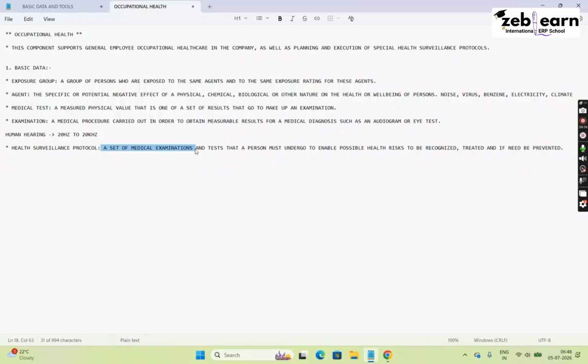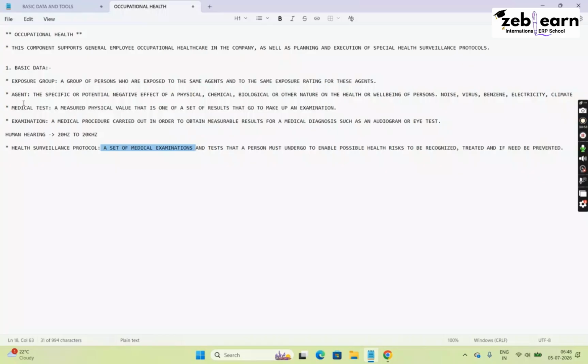Because there is an English saying, prevention is better than cure. If you can avoid any disease, that is far better than giving treatment to that person. Because during the treatment he has to suffer, he has to spend money, and there will be a lot of waste of time. So prevention is always better. That is the first option.